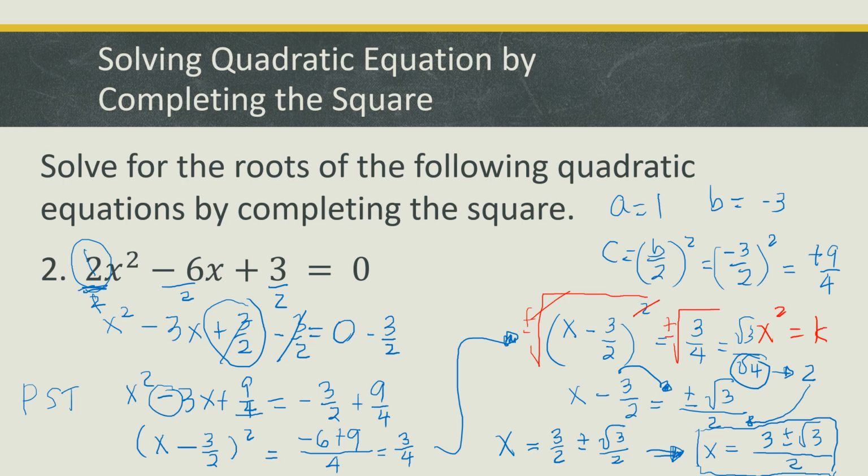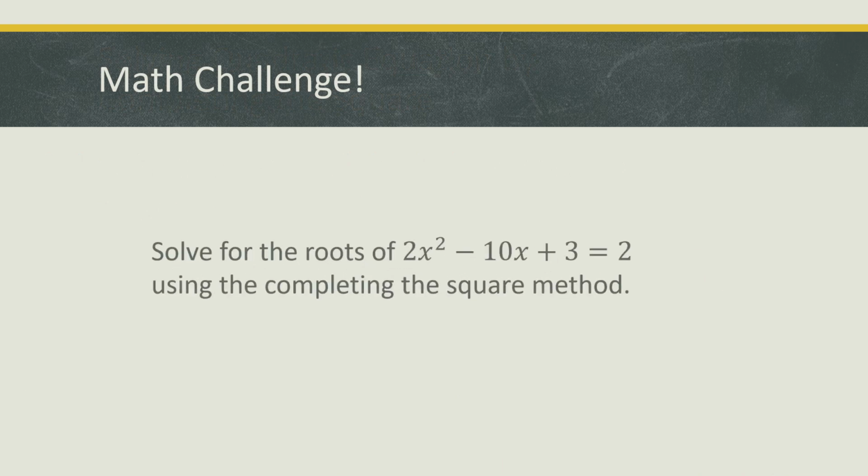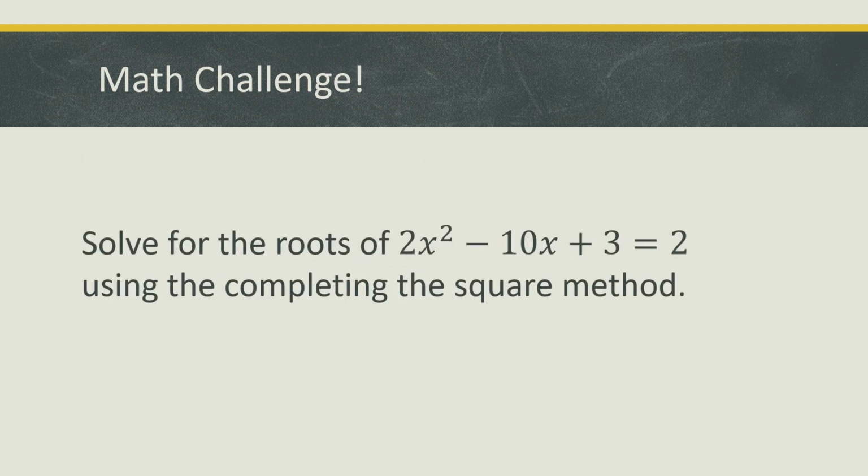And that is how we are going to do the completing the square method. And I have this math challenge for you. Try to solve for the roots of 2x squared minus 10x plus 3 equals 2 using the completing the square method. If you know the answer, guys, just comment down below.